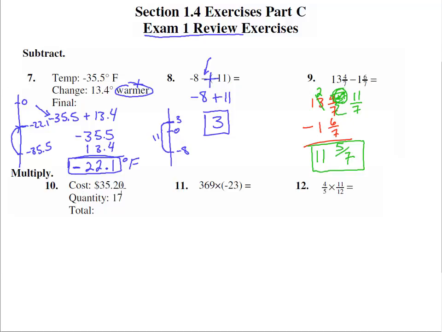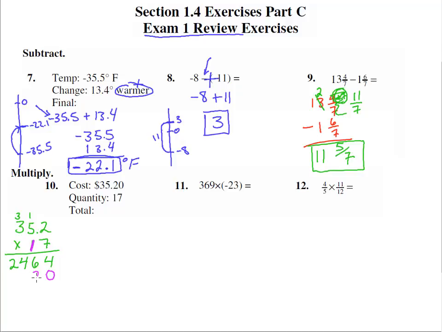Cost $35.20. Quantity 17. So they bought something for $35.20, and there were 17 of them. So $35.20 times 17 to get the total cost here. 7 times 2 is 14, carry the 1. 7 times 5 is 35, plus 1 is 36, carry the 3. 7 times 3 is 21, plus 3 is 24. Let's use a different color for that second row, just to keep it separate. I'm going to use purple here. So put a 0 there, because that's not just a 1, it's a 10.